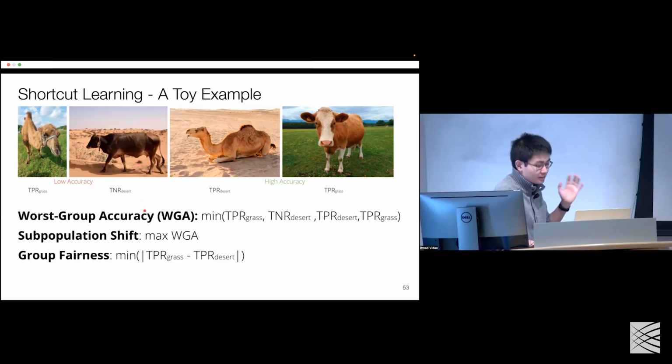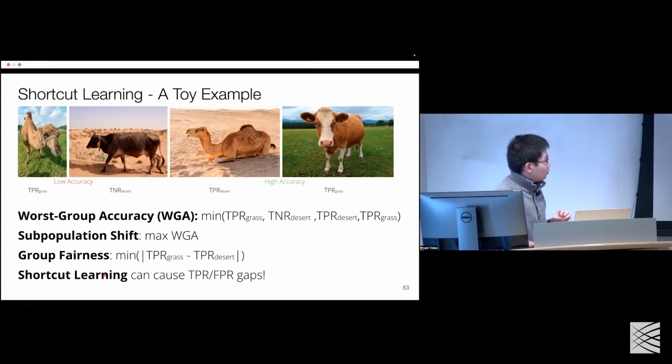Now let's connect this back to the group variance setting. We're trying to minimize the difference between TPR here and TPR here. So we do see that the two objectives, maximizing all of the errors versus minimizing the distance between these two errors, are aligned, but they're not exactly the same criteria. We do see though that shortcut learning is one mechanism to cause these gaps in TPR and TNR. So here we get TPR desert high and TPR grass low. And even more importantly, if you try to use this ERM classifier on a different attribute, for example, cows on snow, camels on snow, you can get very poor performance.